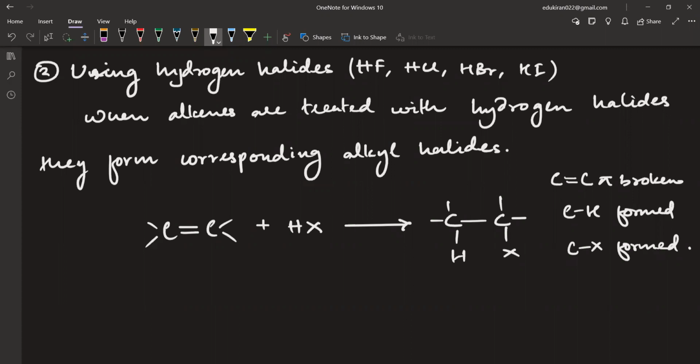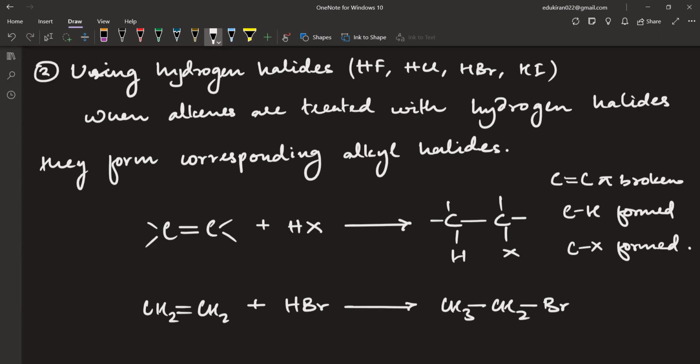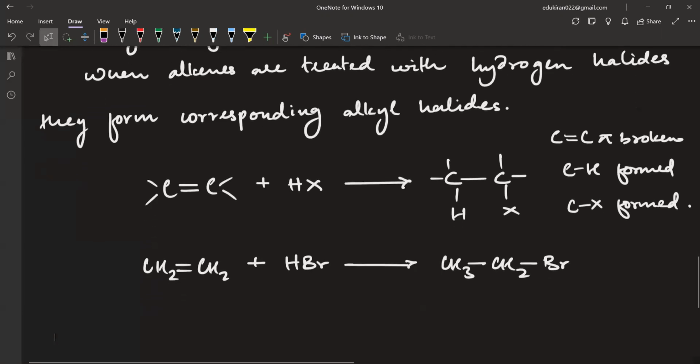So you write it like this. For example, you have CH2 double bond CH2 plus HBr. Then what is going to happen? See, now both the carbons are same, so you can add hydrogen anywhere and bromine anywhere. So you write it like this: CH3, let me add CH2 in the second carbon. It is not going to make any difference because both of the carbons are same.